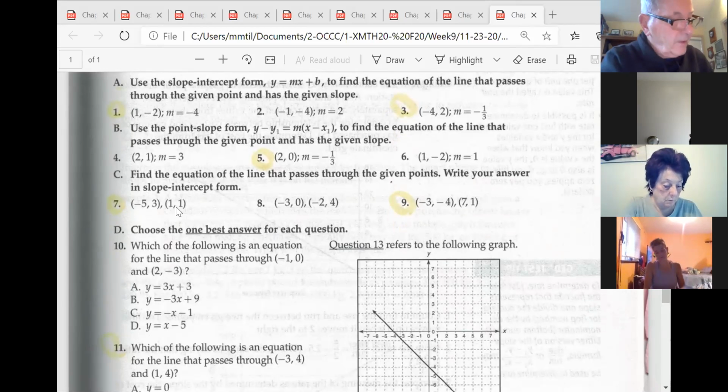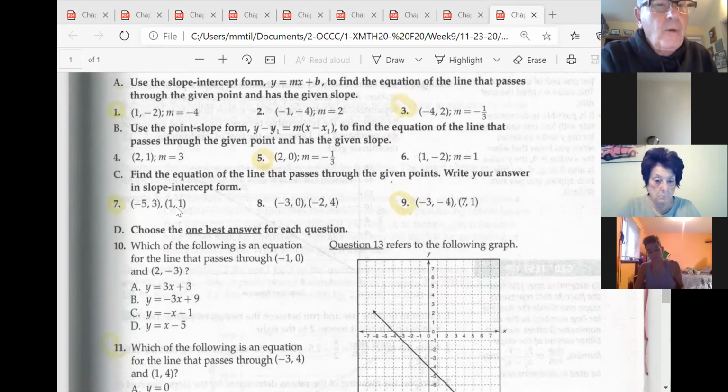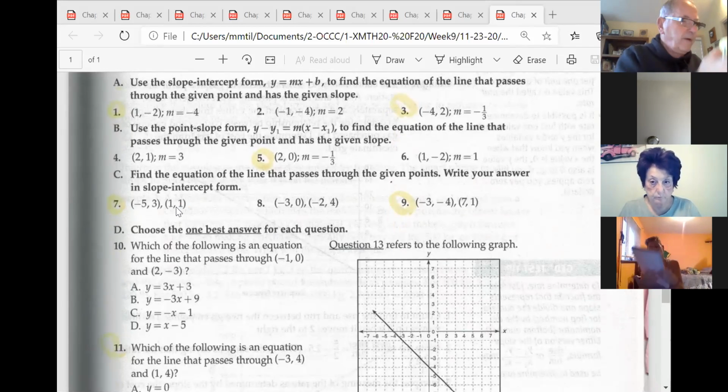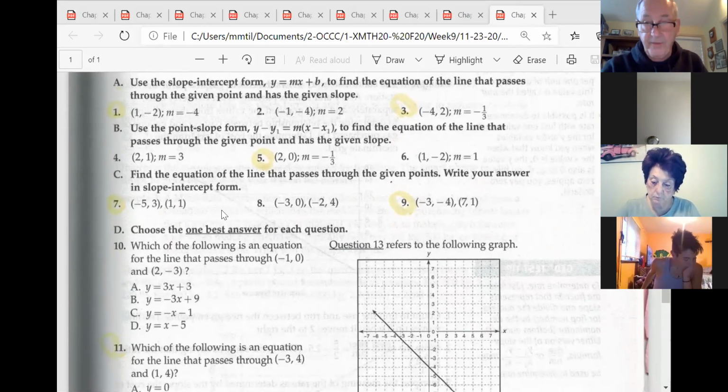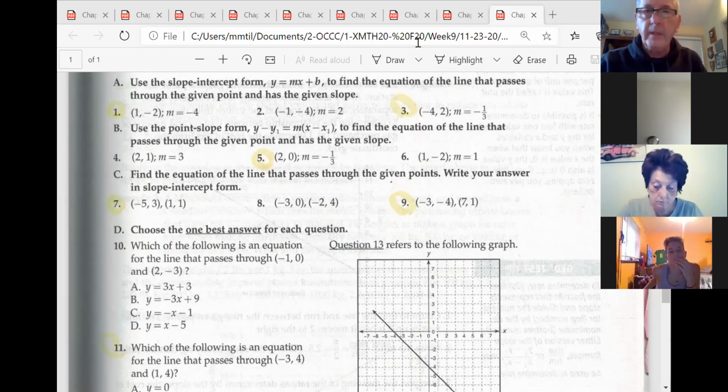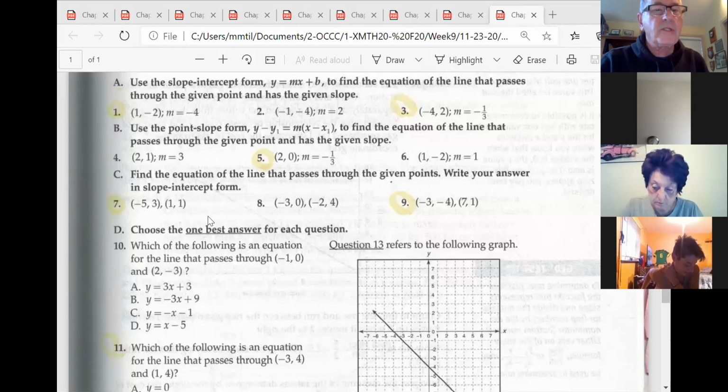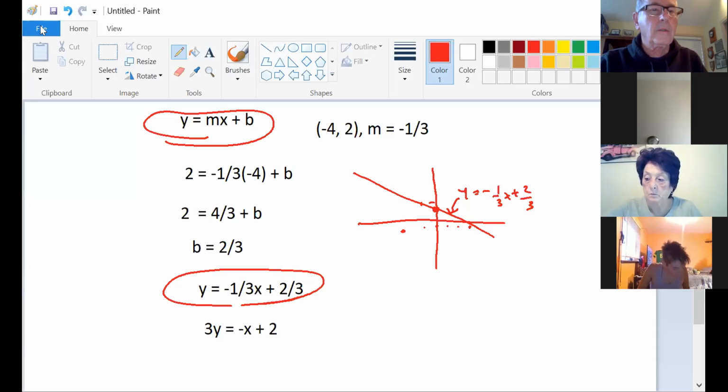You've got 2 points here. You've got -5 and 3. Then you've got 1 and 1. So I want to find the slope of the line that passes through these 2 points. So how do you do that? Which one are we doing? Oh, good. I'll go back. Sorry. Number 7. So number 7. So here we are. Boom, boom. And we'll go here.